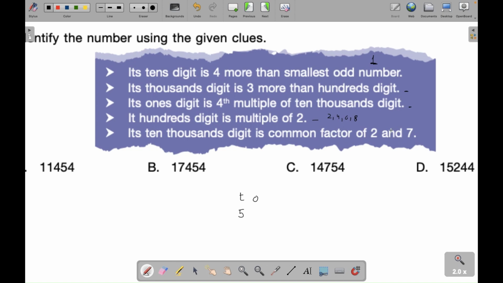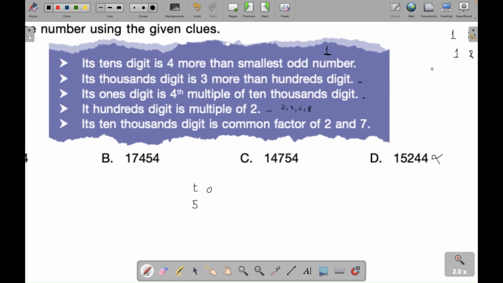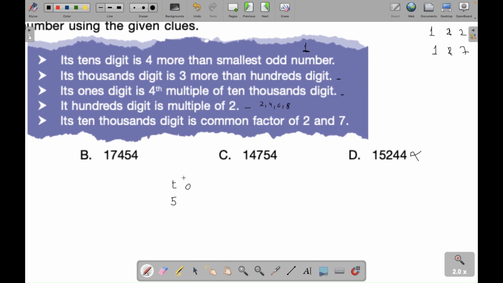So what is a common factor of 2 and 7? If you write the factors of 2, it is 1 and 2 because 2 is a prime number, right? If you write the factors of 7, it will be 1 and 7. So what is a common factor of 2 and 7? It is 1 because 1 is common to both 2 and 7, which means the 10,000th digit is 1.